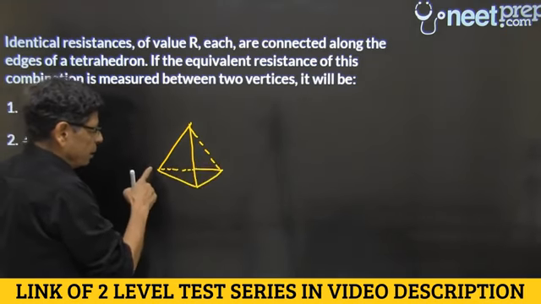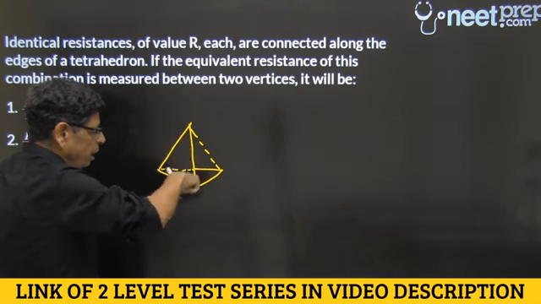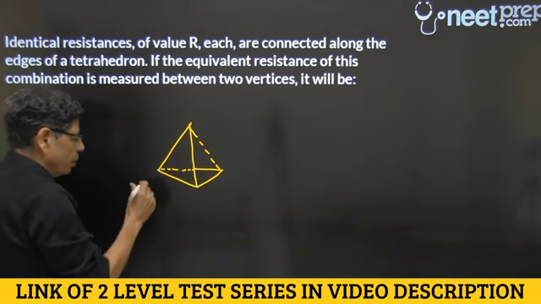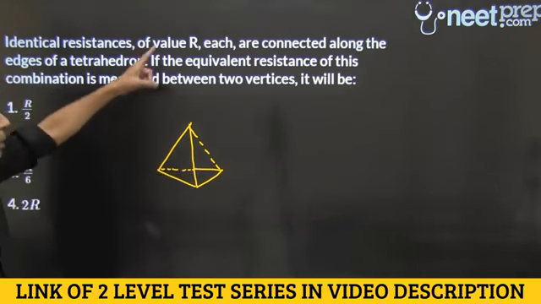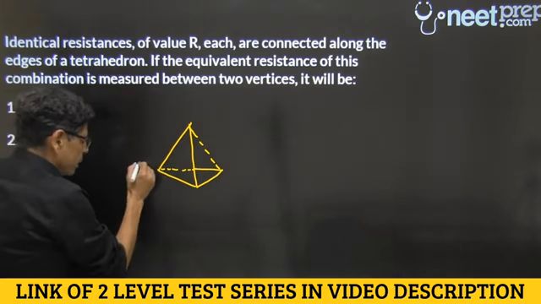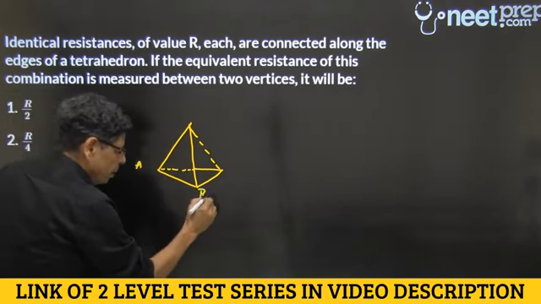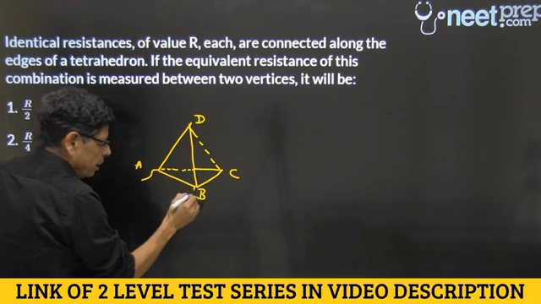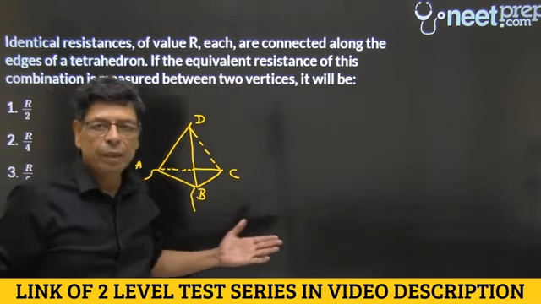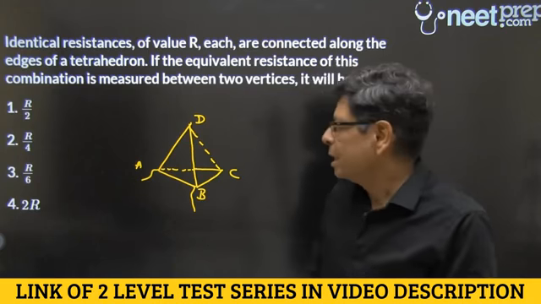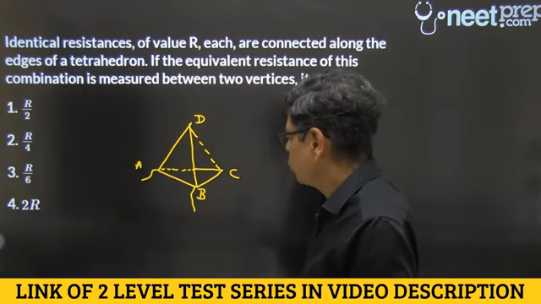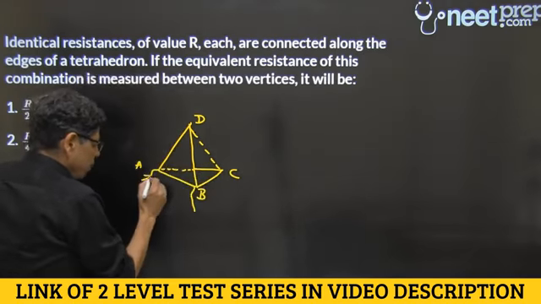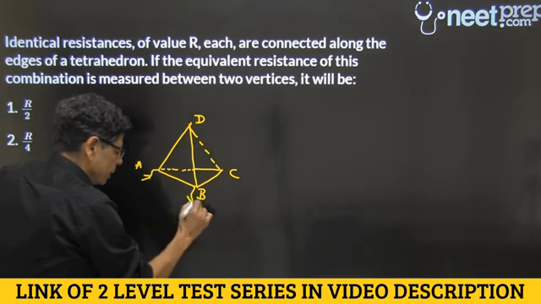So there are these four faces, with three rising resistors and three in the flat horizontal plane. Each resistance is capital R. Now between two vertices, since it is a symmetric figure, any two vertices would give the same resistance. So I've chosen A and B. Basically current comes from here, goes through all the resistances, and comes out here.